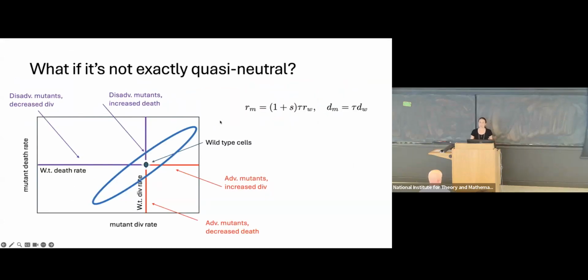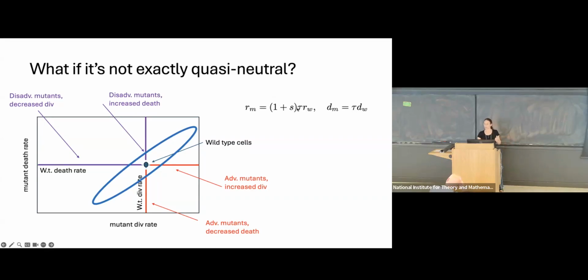But of course, nobody is quasi-neutral, because that whole machinery required that the mutant division rate scales as tau with the wild type division rate, and the death rate the same tau. Let's relax that assumption and make mutants truly advantageous or truly disadvantageous.